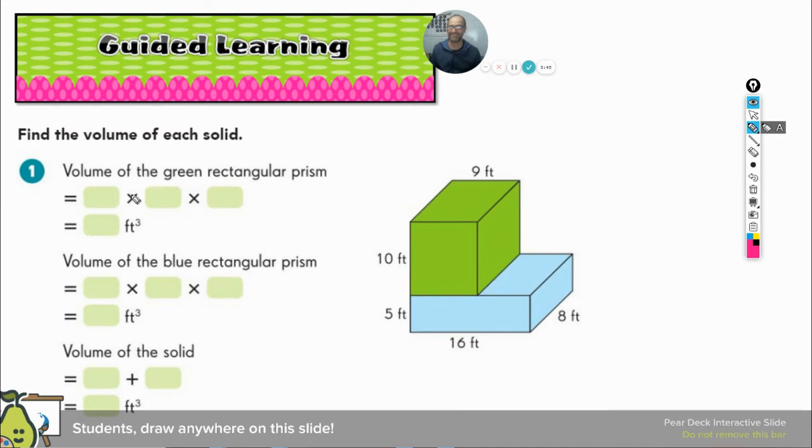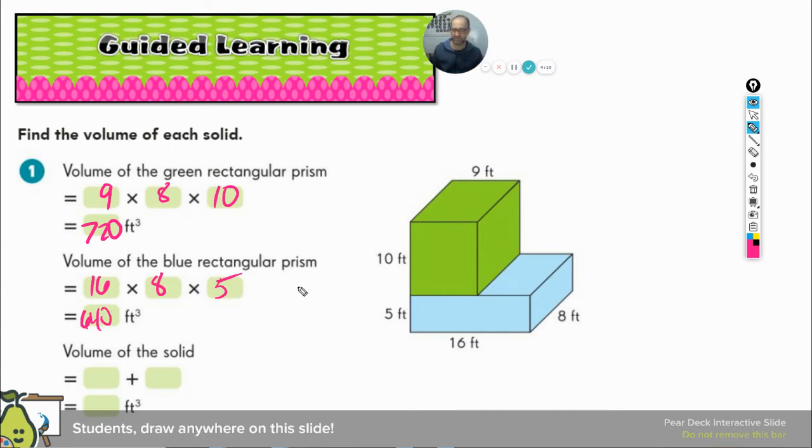All right. It's 9 by 8 by 10. 72 times 10 is 720. This is 16 by 8, which is 2. It's going to be 128 times 5. I don't want to do that. I'm going to do 16 times 5 is 80, times 8 is 640.